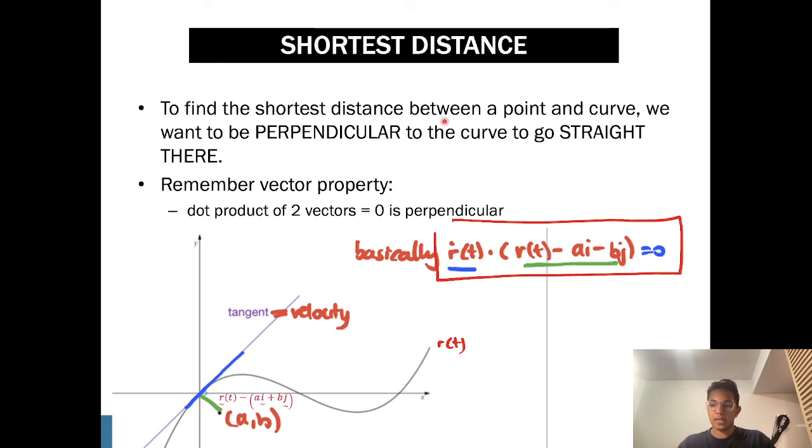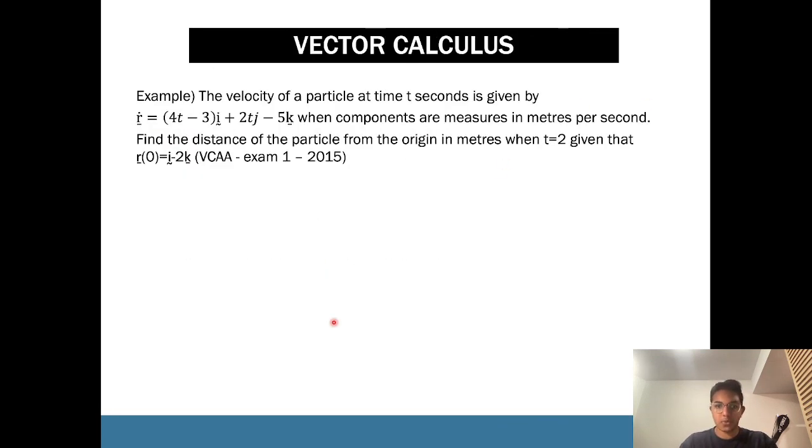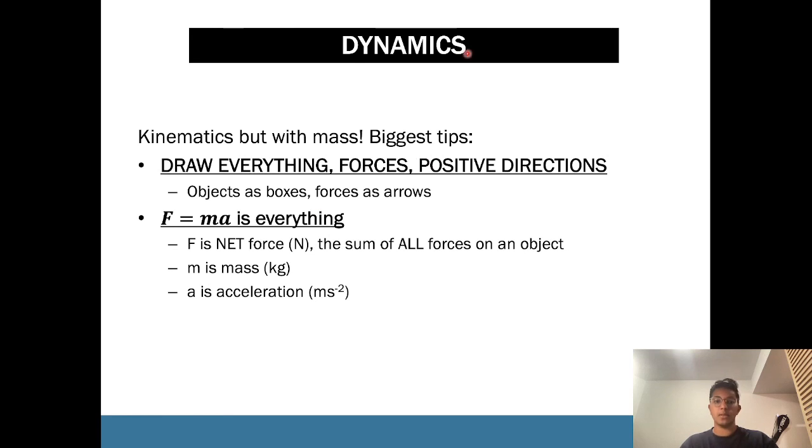Another question type that they can ask you is shortest distance. And so you want to be using perpendicular. So perpendicular will always give you the shortest distance, and that's labeled in this. Okay, these are the steps to work through these shortest distance questions. Again, I'll let you guys have a go at these questions in your own time.